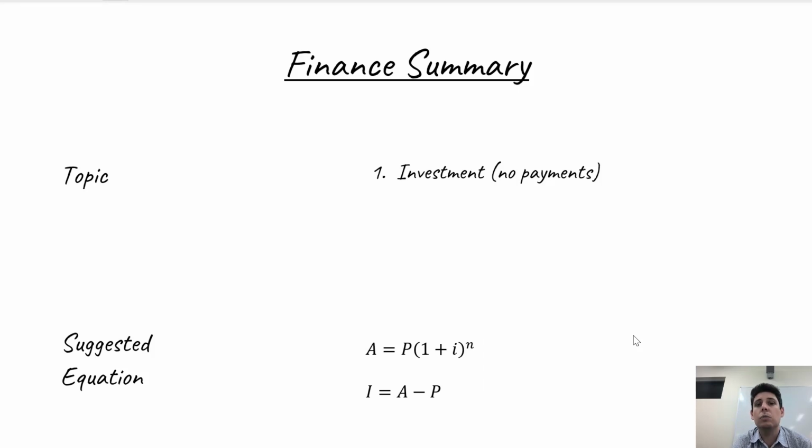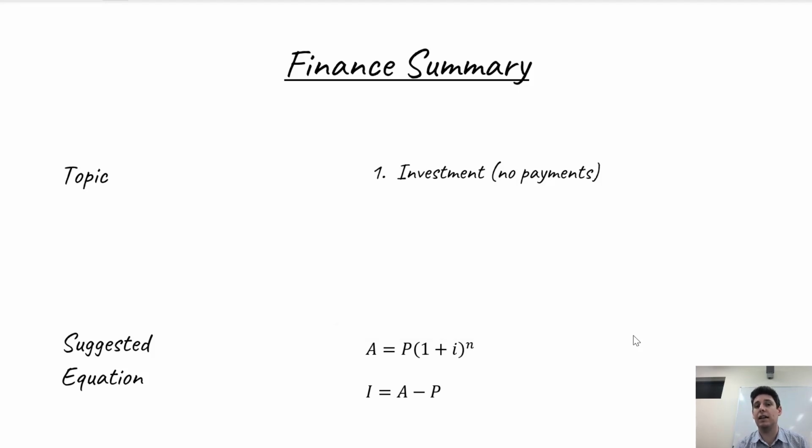Now the first type of finance we look at is investments. Investments is you're putting money into a bank. This investment that we're first looking at is you're just putting a lump sum in the bank. There's no regular payments. And the suggested equation we have for this situation is below. A equals P bracket 1 plus I to the power of N.